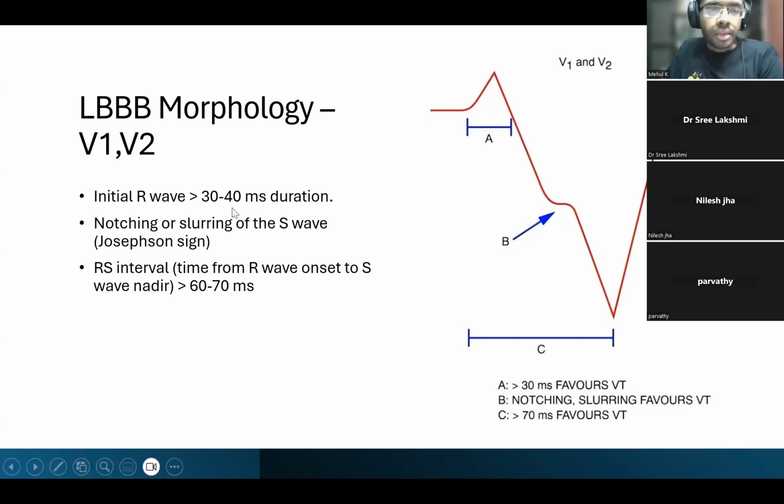Then there is a slight modification here. The RS interval, the time from the R wave onset to the S wave nadir in LBBB morphology, anything more than 60 milliseconds is actually favoring VT, which is slightly different from the Brugada sign that I mentioned earlier, which was applicable for all these things, which was more than 100 milliseconds. For LBBB, it's slightly modified, which is 60 milliseconds in V1, V2.